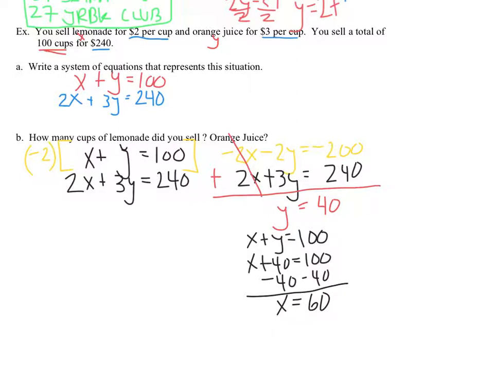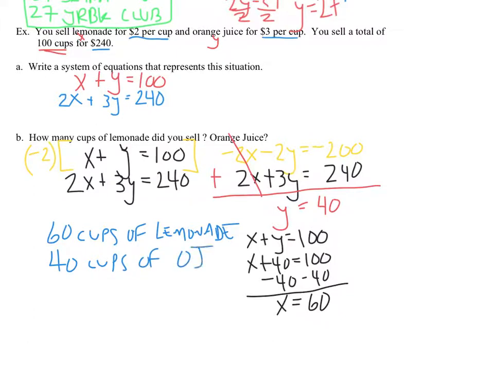So we got to go back and answer the question. So how many cups of lemonade did you sell? Well, lemonade was our x's. So we first want to say we sold 60 cups of lemonade. And then y was our orange juice amount of cups. And we sold 40 cups of OJ.